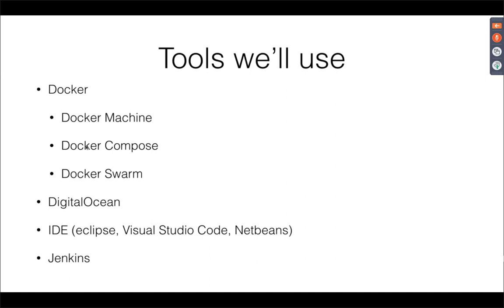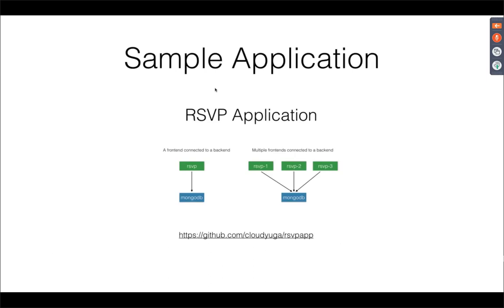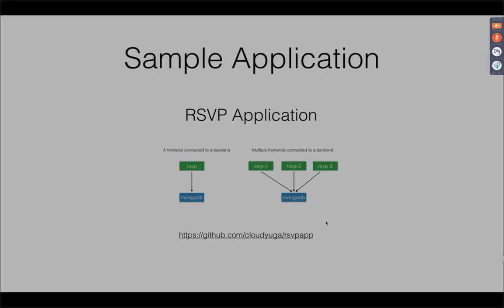So let's just see how we can first integrate. Okay, maybe before that, let me show you something quick here. We are going to try out a sample application called the RSVP application, in which we have a backend based on MongoDB, and a front end through which we communicate to the backend. The source code of the application is available at this location.